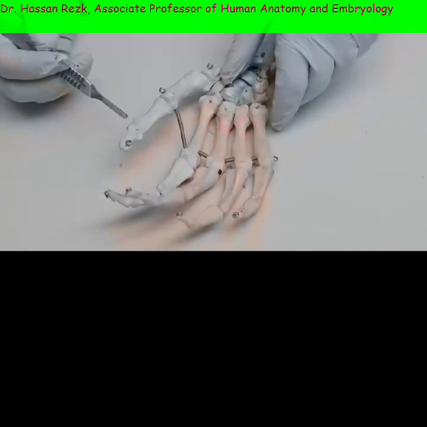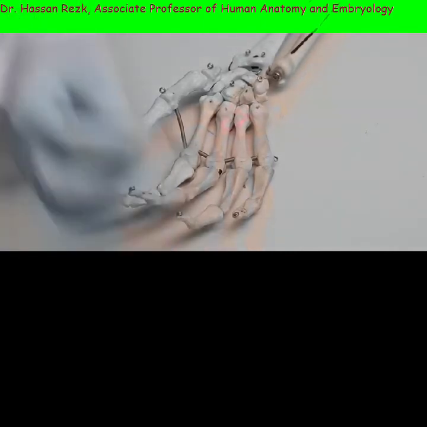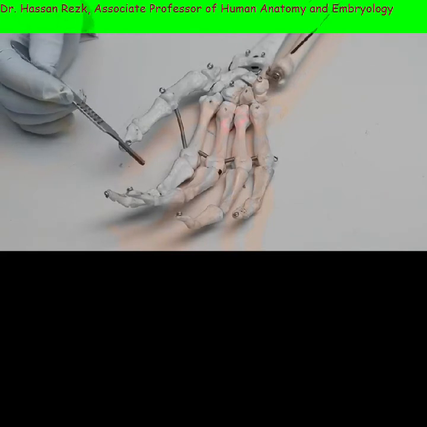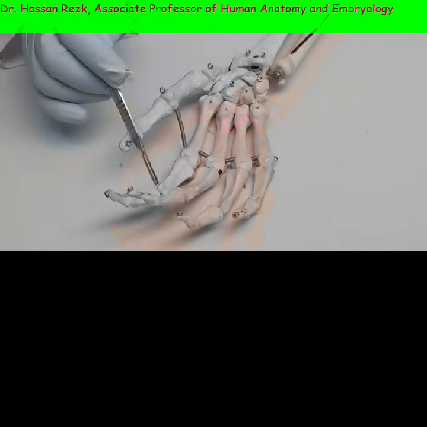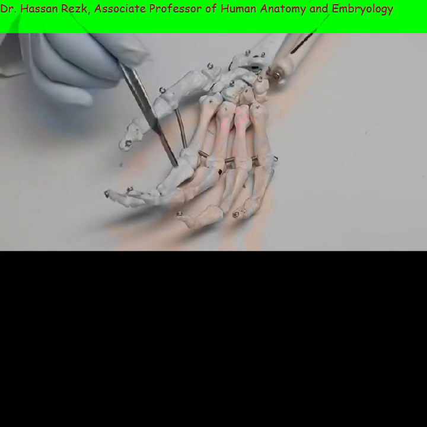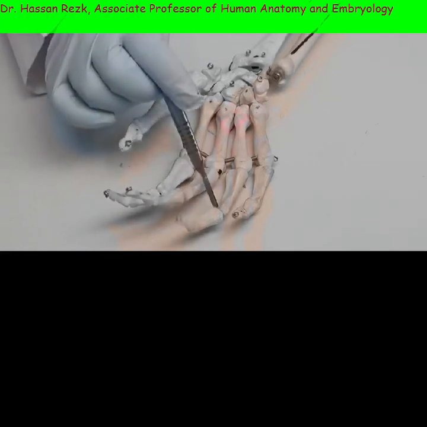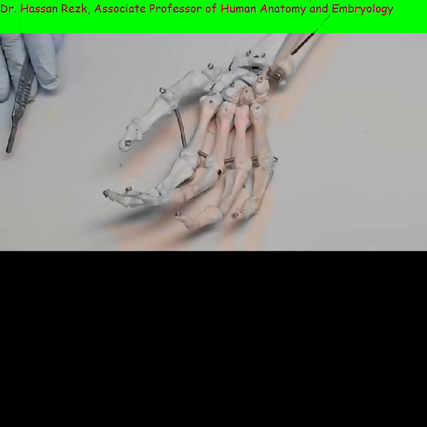Take care that the thumb has only one interphalangeal joint, which is this one. While for the medial 4 fingers, each finger has 2 interphalangeal joints: the proximal interphalangeal joint and the distal interphalangeal joint. So that's all about the bones of the upper limb.